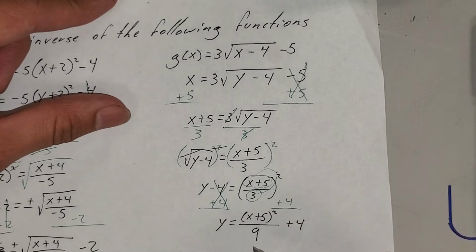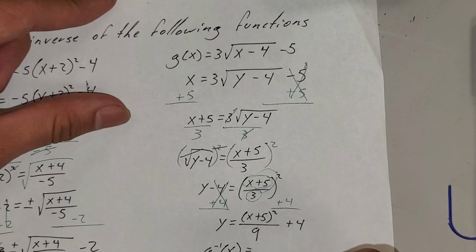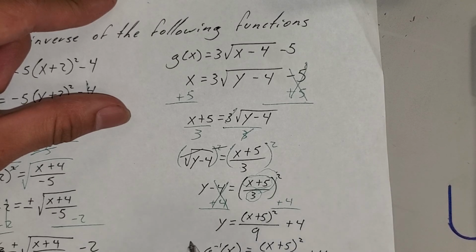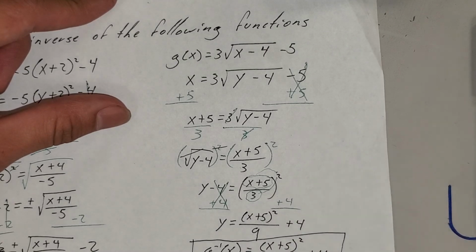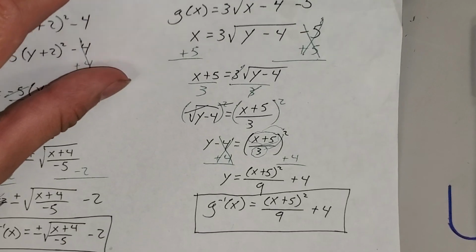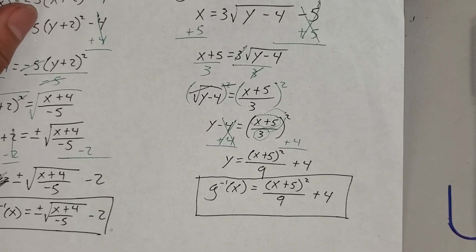And then from there, we can do the same thing we did on the other problem. Just rewrite y as g inverse of x equals x plus 5 squared over 9, plus my 4. And in this case, sorry about that, this will be my final answer.